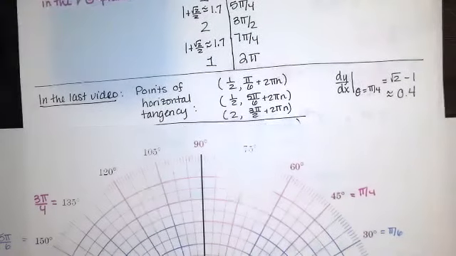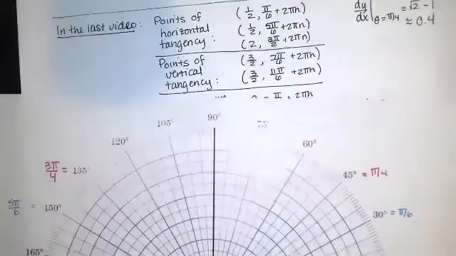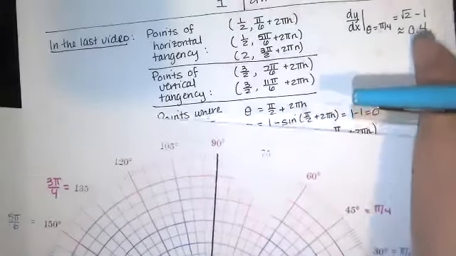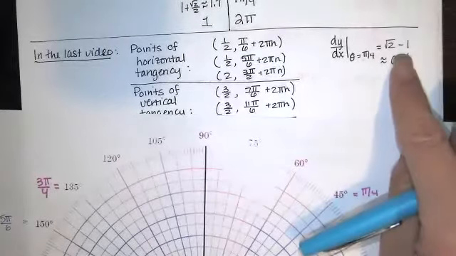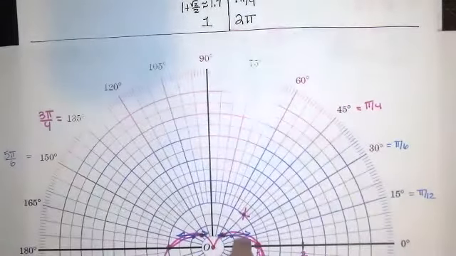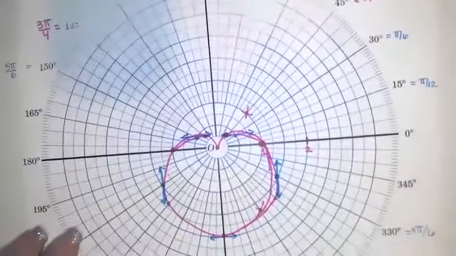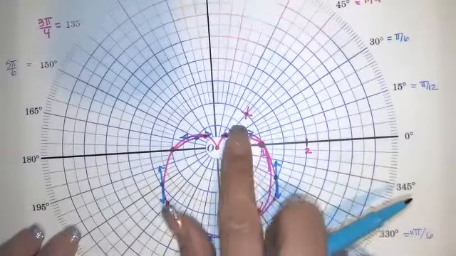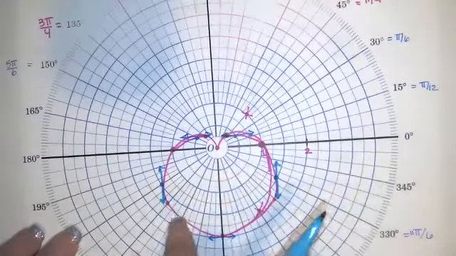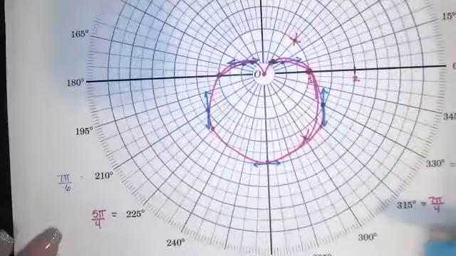Let's see, at pi over 4, the slope is supposed to be small and positive. Is that right? Square root of 2 minus 1. It looks like it should be small and negative. Maybe I made an error on that one. I would imagine that it's sloping down, not up. Oh well. Okay, so that's how we can visualize it.